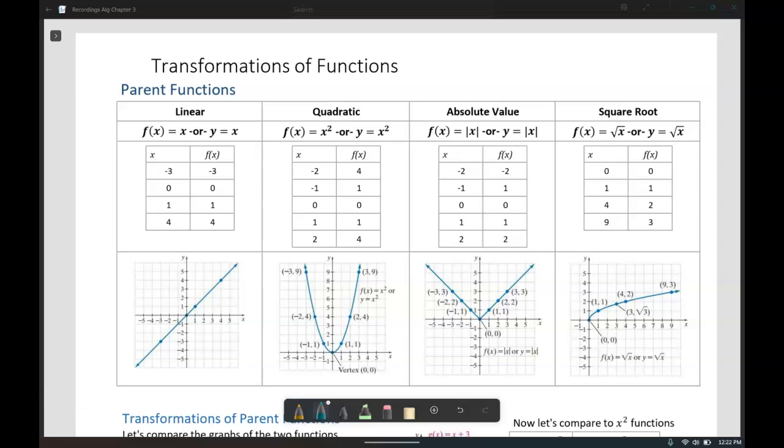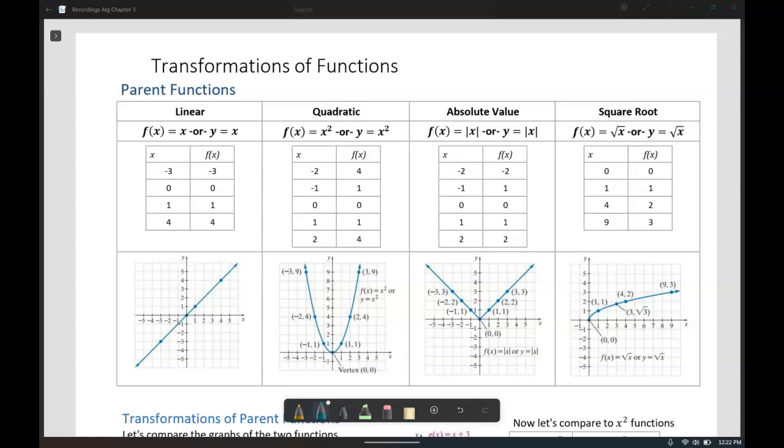Now we're going to come back to transformations of functions. And this will be very introductory, and later in the year we're going to go into much more detail about transformations of functions. We touched on this a little bit with linear equations, but now we can apply the same concepts to other types of functions.